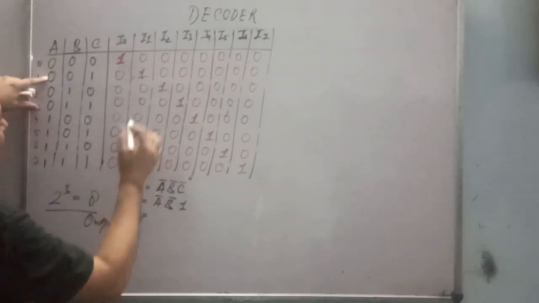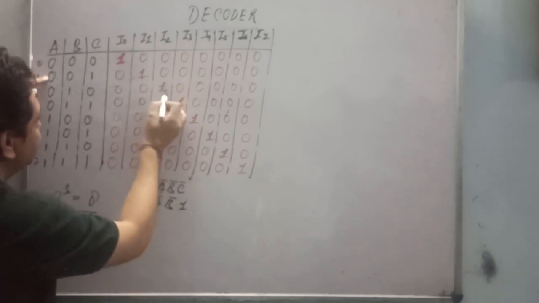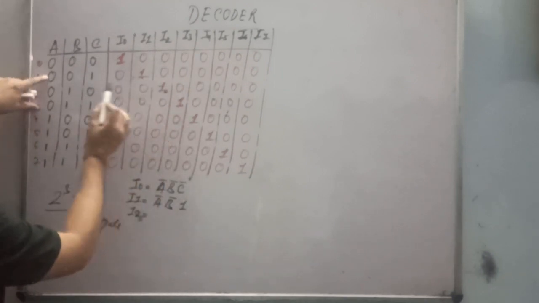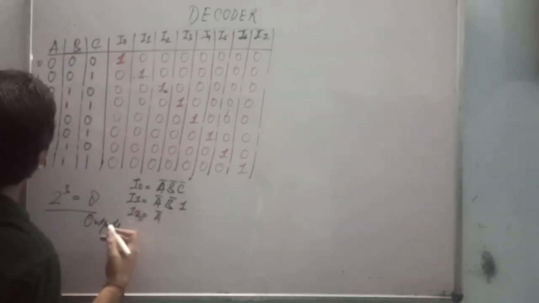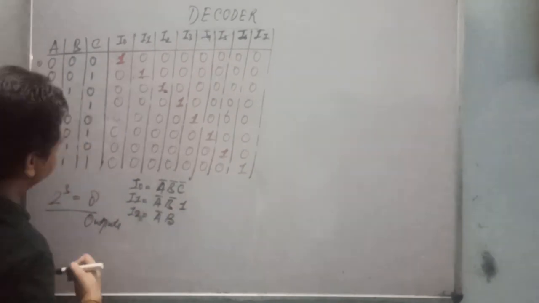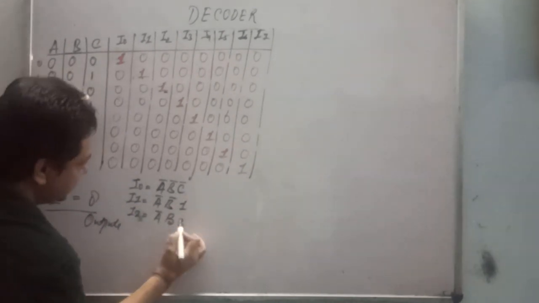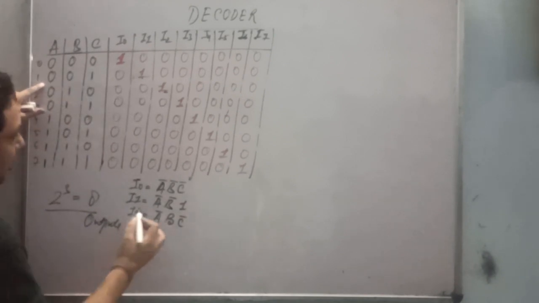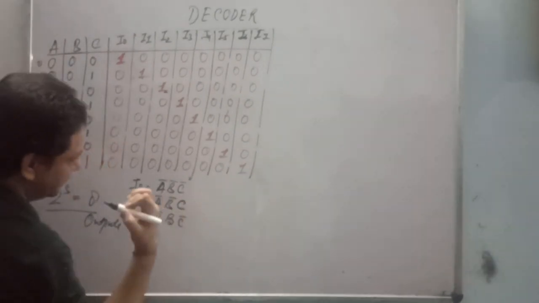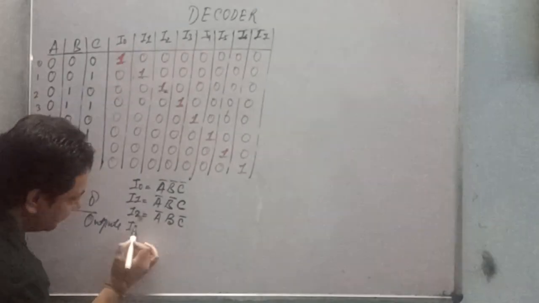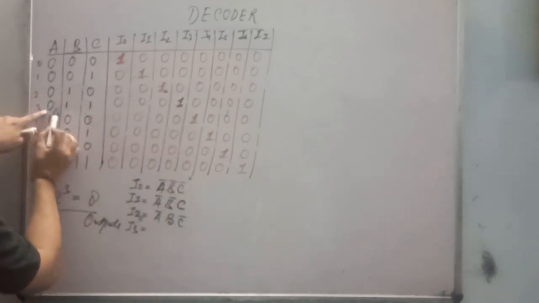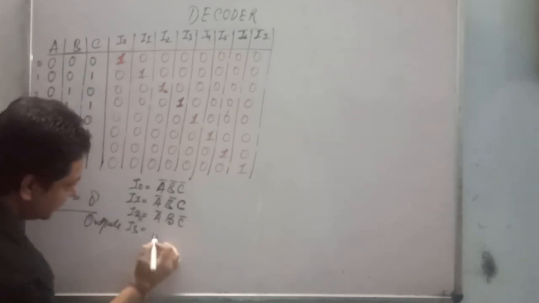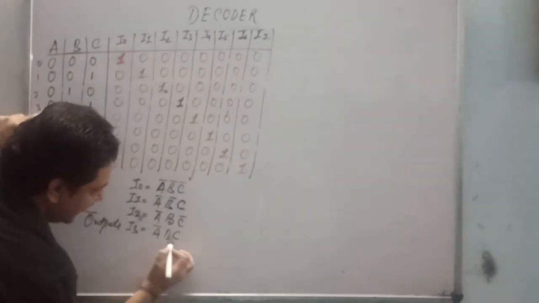I2. For I2, if we look at the corresponding inputs, it is 0, 1, 0. So 0, 1, 0 means A complement, B and C complement. For I1, A complement, B complement and C. Now what about I3? For I3, according to it, 0, 1, 1. So 0, 1, 1 means A complement, B and C.